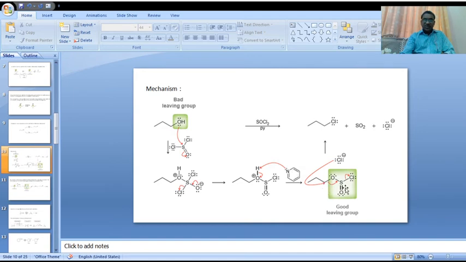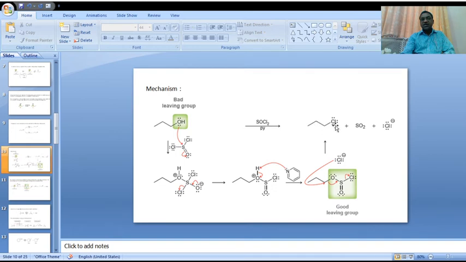When that leaving group is attached to the carbon, the nucleophile attacks that carbon, with cleavage of the C-O bond. It turns into SO2, with loss of Cl minus as the nucleophile. The SO2 molecule is released. This compound is the major product, an alkyl halide.